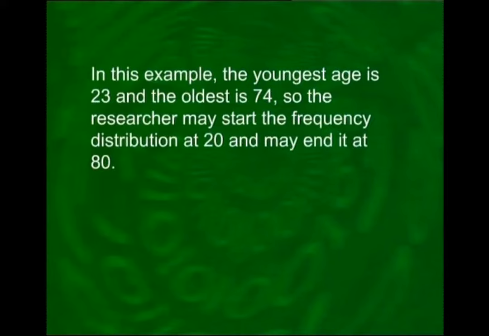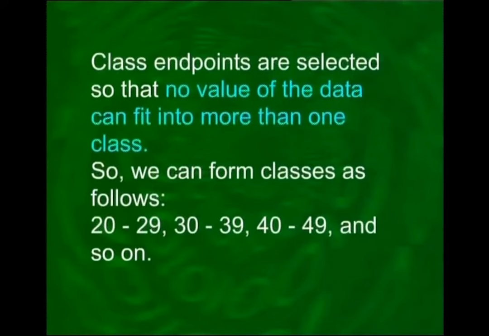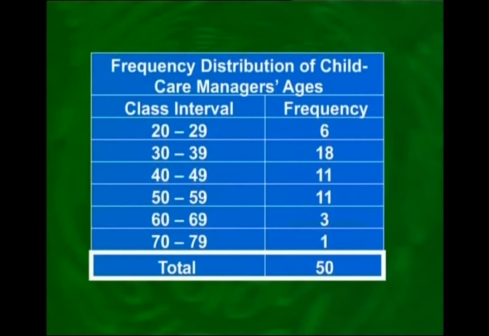All right, now that we are clear that the class interval is 10 and the lower limit of the lowest class is 20, then we can very conveniently construct the classes as 20 to 29, 30 to 39, 40 to 49, and so on. The next step is to construct the column of frequencies, and applying the tally method, we obtain, as you now see on the screen, the frequencies of the various classes as 6, 18, 11, 11, 3, and 1.